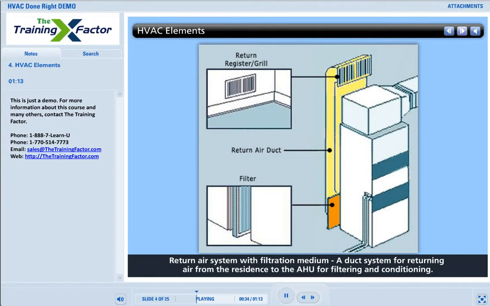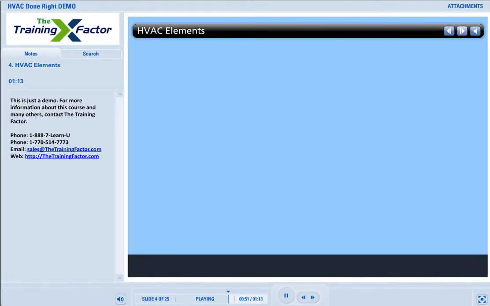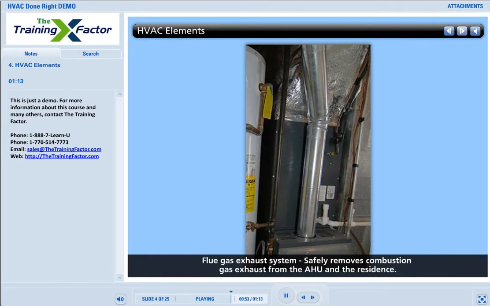Return air system with filtration medium, a duct system for returning air from the residence to the AHU for filtering and conditioning. Air distribution or supply system, insulated duct system for supplying conditioned air from the AHU to the residence. Flue gas exhaust system, safely removes combustion gas exhaust from the AHU and the residence.